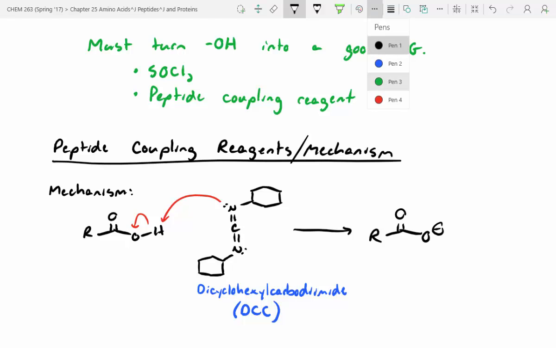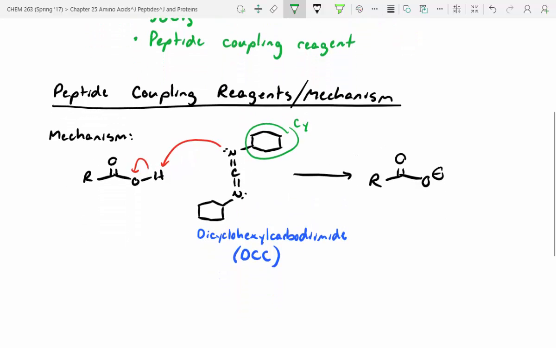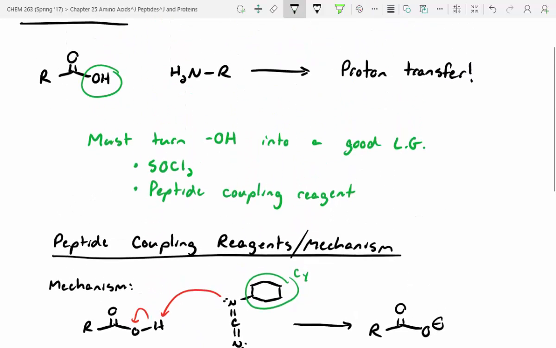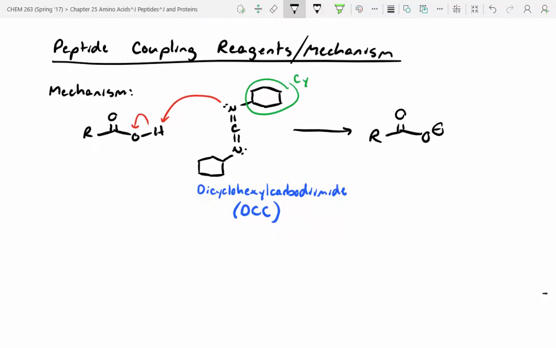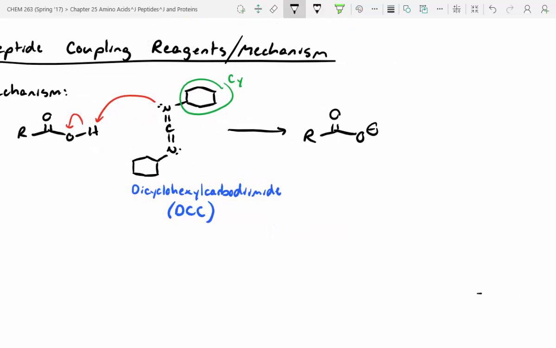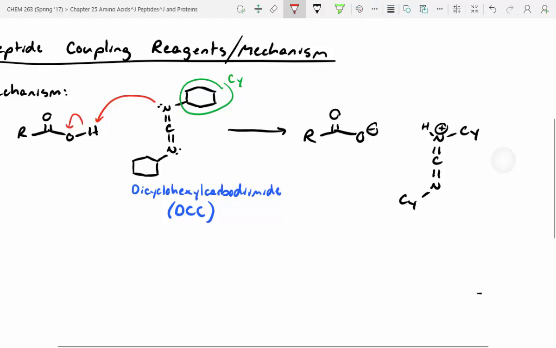And I'm going to show you guys a shorthand trick. I'm just going to call these CY for cyclohexyl. So now we've got this carboxylate salt, and we've got this protonated DCC over here, where this nitrogen now has a positive charge. Okay, so now in this next step, this oxygen can attack this carbon and kick up electrons over to that nitrogen.